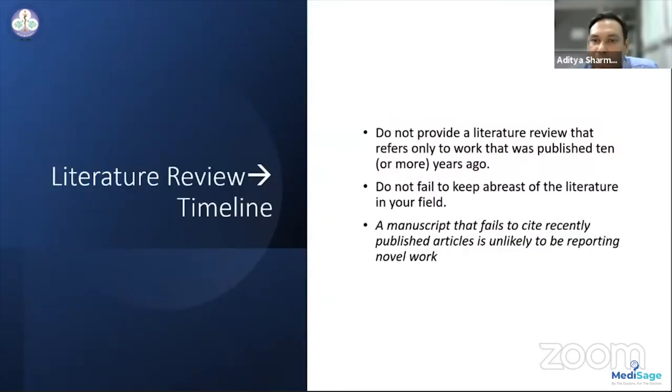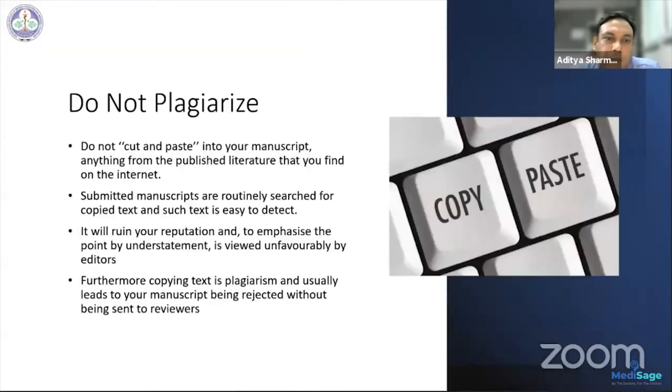Again, you should follow the timeline precisely. Do not provide a literature review that was done a decade or two decades ago unless it is very much relevant, especially when you are writing a review article. It shows that you are failing to keep abreast with the recent literature in your field. And a manuscript that fails to cite recently published articles is unlikely to be representing a novel work. So stay away from citing articles which are very old unless they are very, very essential to your publication.